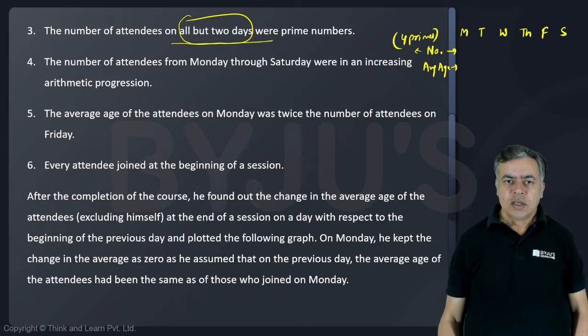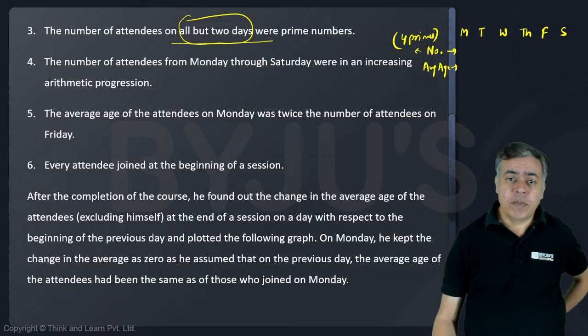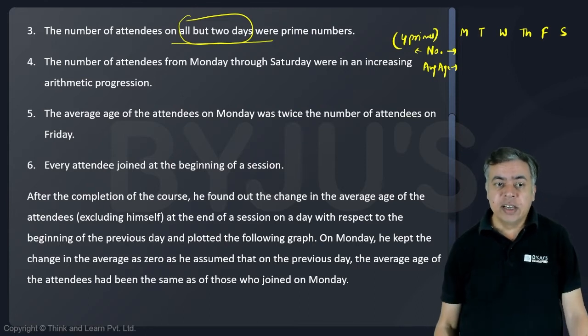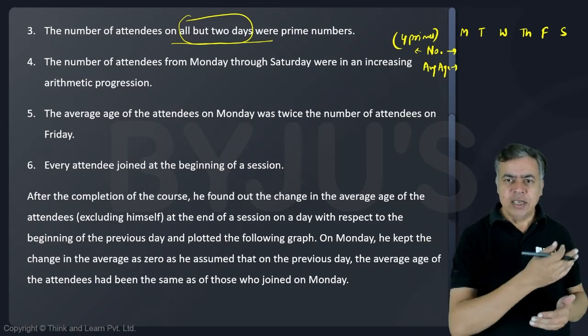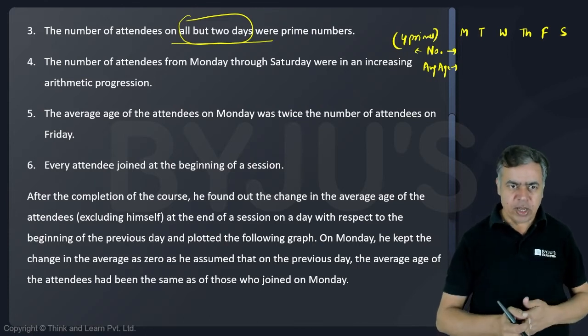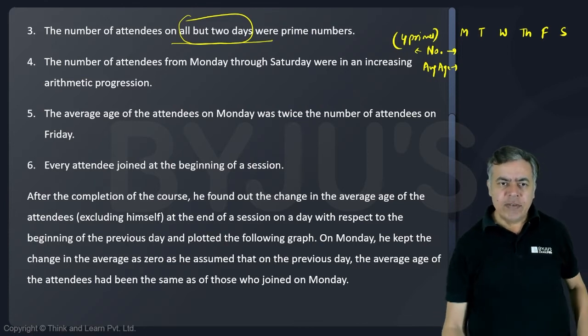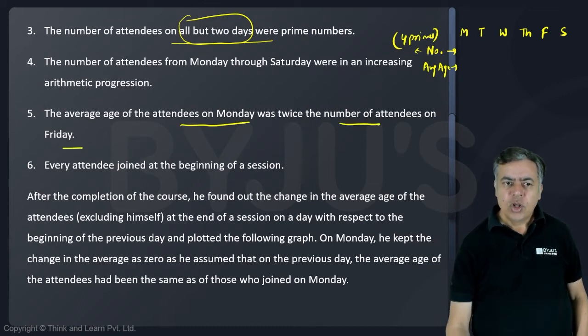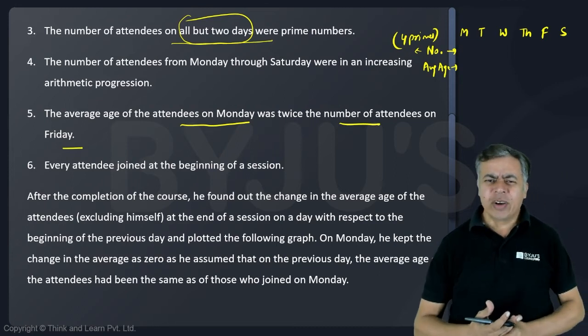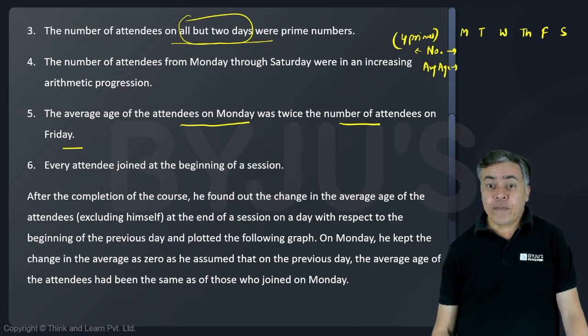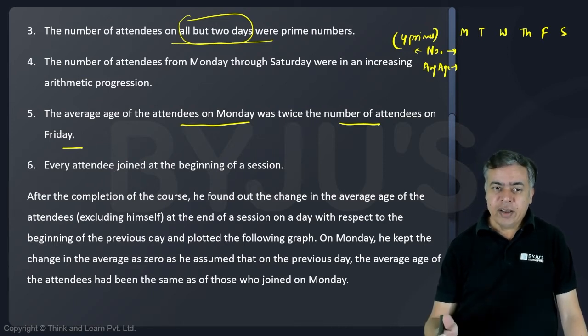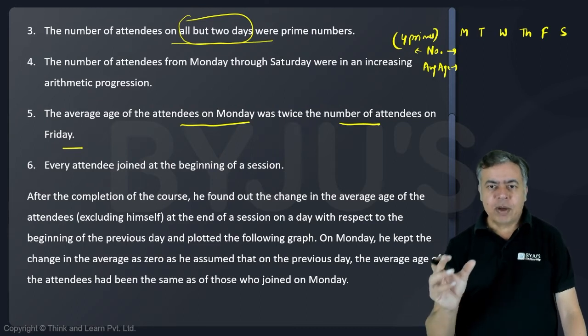Right? So the number of attendees from Monday through Saturday were in increasing AP. One is there must be 4 prime numbers, and one is it is an increasing AP. Then the fifth point is that the average age of the attendees on Monday was twice the number of attendees on Friday. Look at this, this is an important point. Because Monday it is double the number of attendees on Friday.